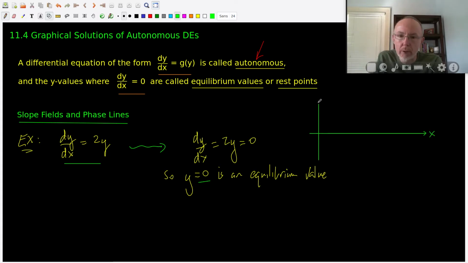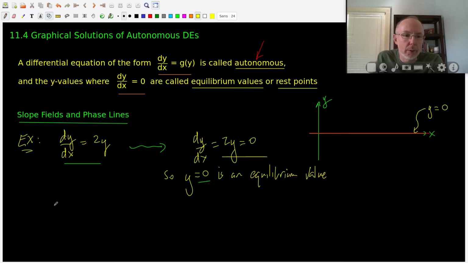So if I've got my x variable and the y variable, what I'm saying is the line y equals 0, I'm going to draw it here in red, that is an equilibrium value. In other words, for all values of x, I'm always going to stay on y equals 0. If I'm ever on y equals 0, the y value does not change, because if it is 0, the rate of change of y is 0, and so y is 0 for all time. All right, so that's an equilibrium value.